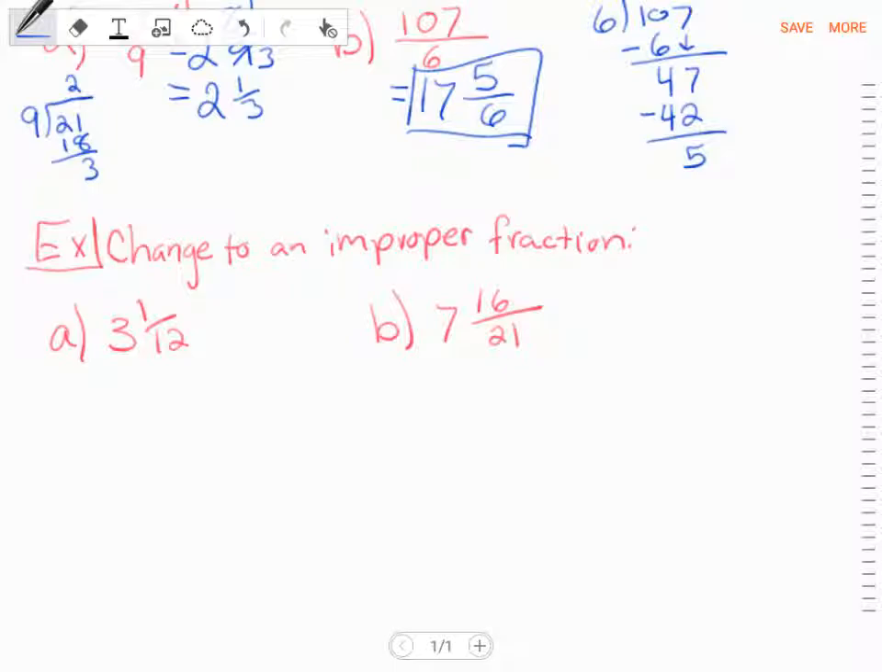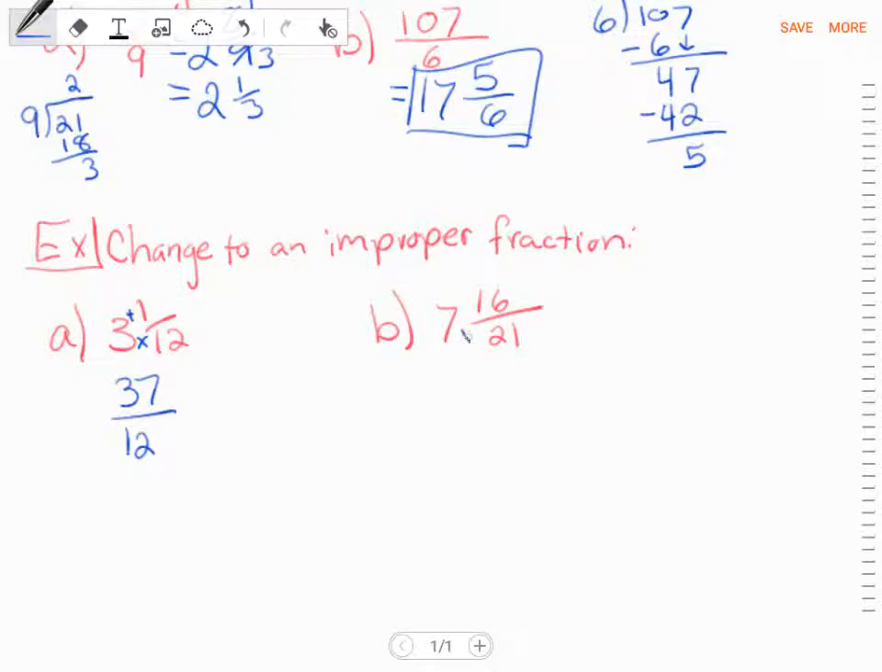So the first thing I want to do, like I said, is multiply this denominator by this big whole number out front. 12 times 3 is going to give me 36, plus 1 gives me 37, and my denominator is going to stay the same. Guys, we did this in class where we said 3 times 12 plus the 1. Just make sure you're multiplying first, then adding.